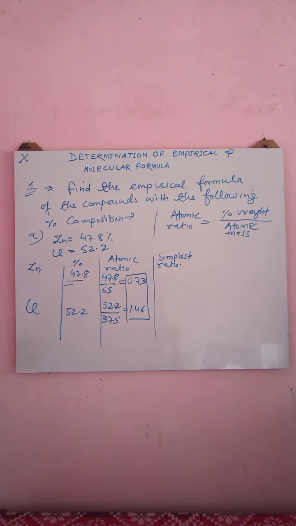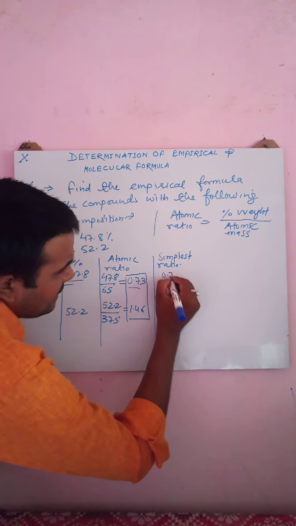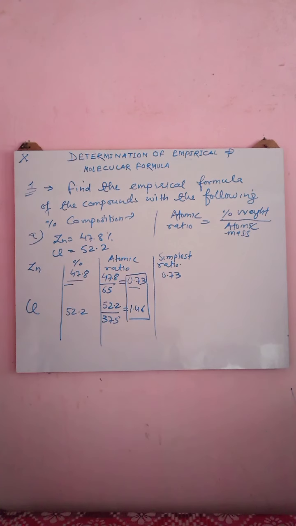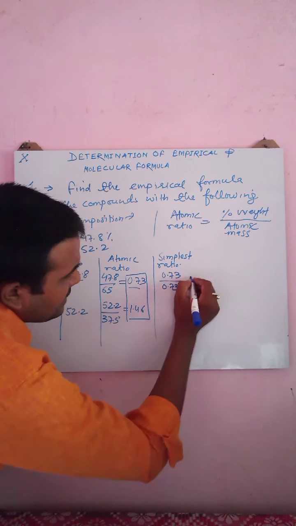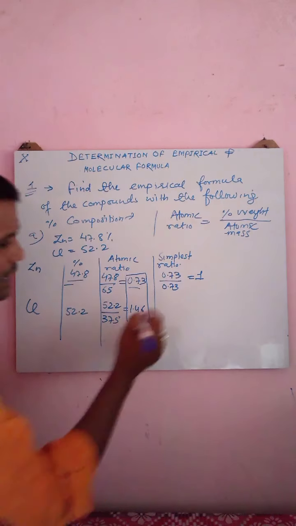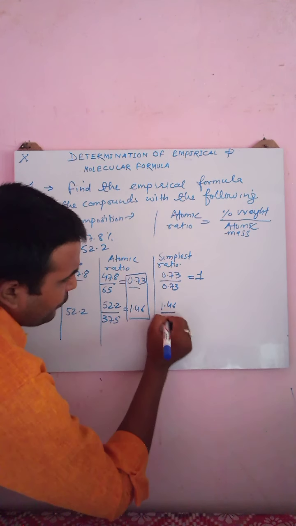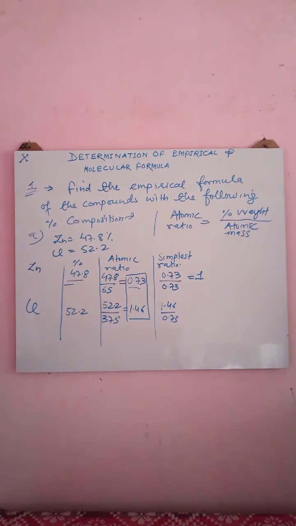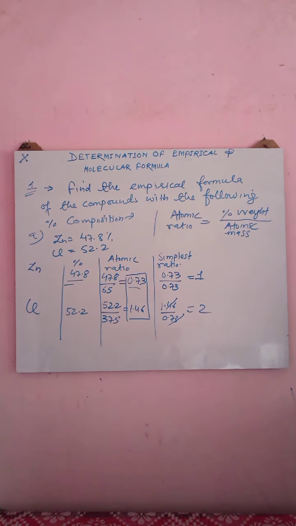So the smallest ratio is here 0.73. Including this 0.73, the others will be divided by 0.73. So 0.73 by 0.73 is equal to 1. The simplest ratio of zinc in this particular numerical is 1. Let's come to chlorine. It is 1.46 divided by 0.73, equivalent to 2.